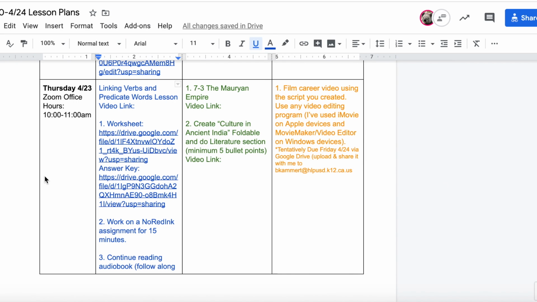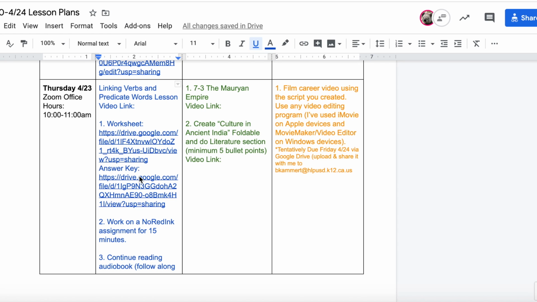We are getting ready to do another grammar lesson. Today, we are going to be focusing on linking verbs and predicate words. So what you're going to do is click on the worksheet. This has all the questions for you. You are not going to click on the answer key yet until you actually start doing it independently and you are ready to check your work.